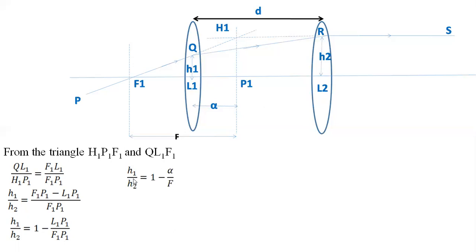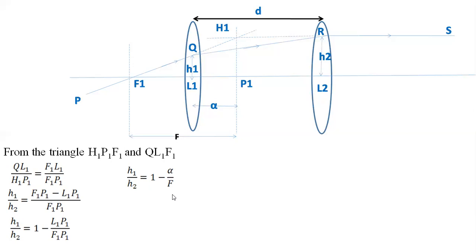Here L1P1 is nothing but the distance of the first principal point from the lens L1. This is the distance alpha. Therefore, you substitute the value of L1P1 as alpha, and the distance F1P1 is equivalent to the length F. Therefore, h1 by h2 is equal to 1 minus alpha by F. So, by using these two similar triangles, you find that h1 by h2 is equal to 1 minus alpha by F.